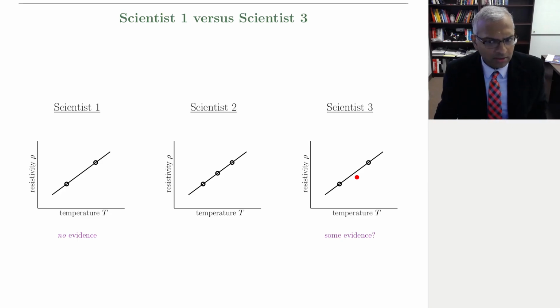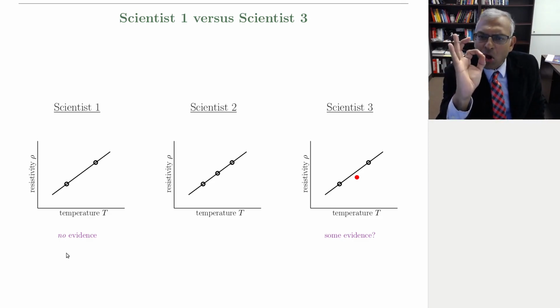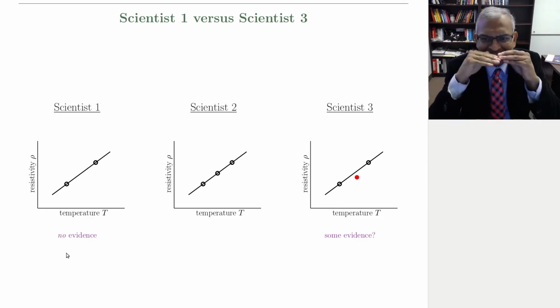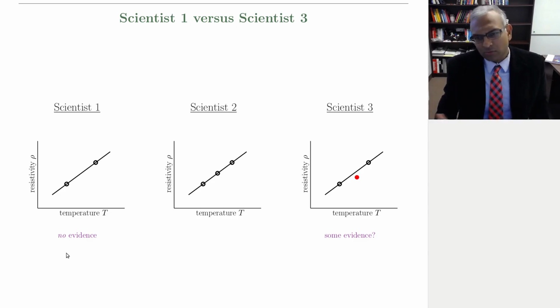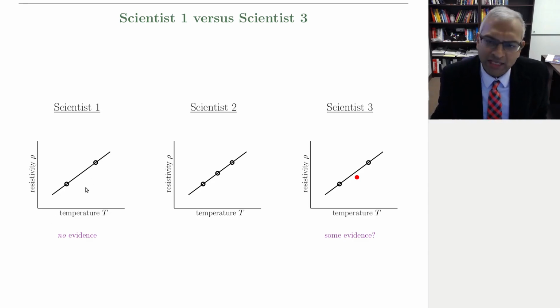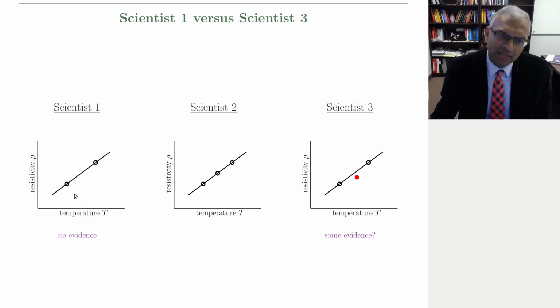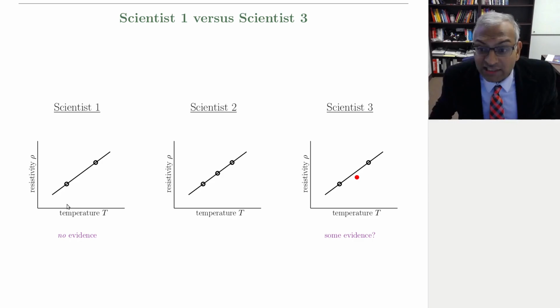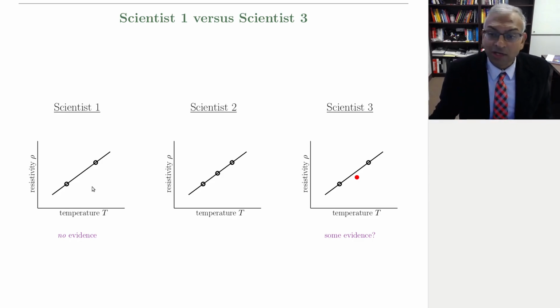Scientist 3 has maybe given us some evidence, depending on how much noise is in the data. Scientist 1, on the other hand, gives no evidence. Zero. Flat zero. We all know that you can take any two data points and send a line through them. So this doesn't provide any evidence whatsoever that resistivity is linear in temperature. Resistivity could be exponential in temperature, and scientist 1, who collected two data points, would still be able to send a line through them.